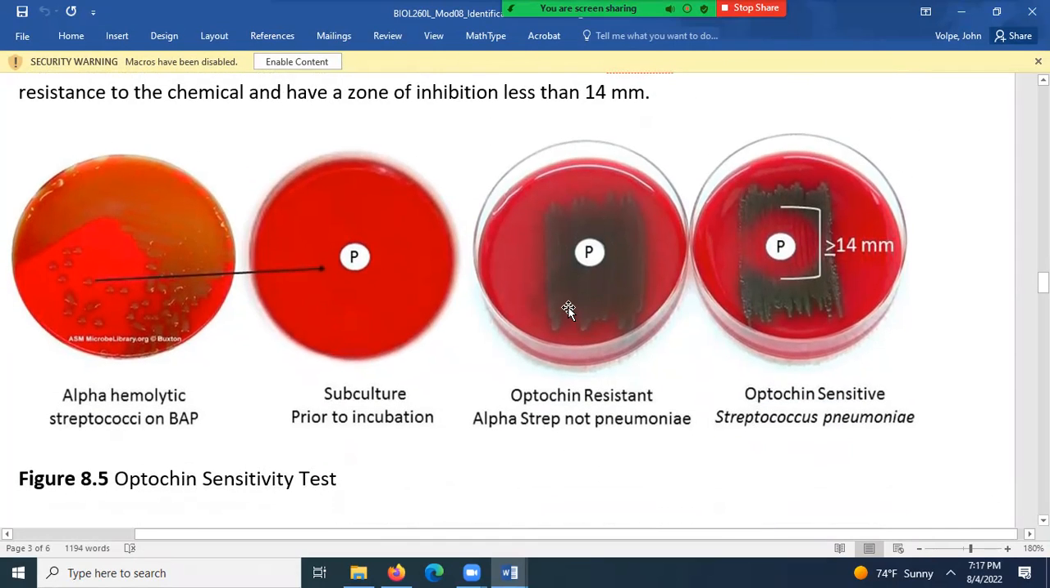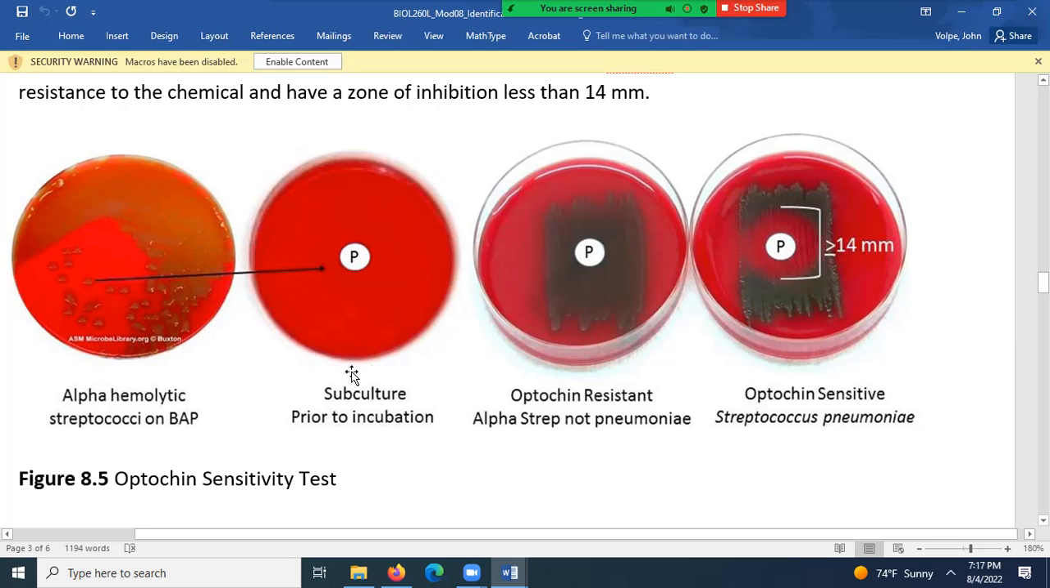Okay, so remember that if the zone of inhibition is less than 14 millimeters, we consider it resistant to Optochin. This test is frequently used to help identify Streptococcus pneumoniae. This bacteria is sensitive to Optochin, and so we can see a zone of inhibition of 14 millimeters or greater. And other alpha Streptococcus is not sensitive to Optochin, and we say it's Optochin resistant.